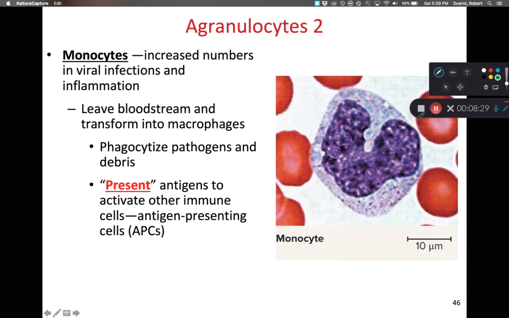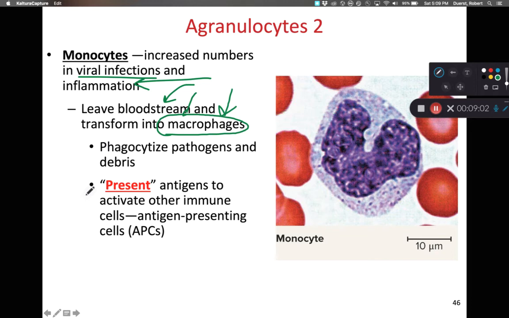Our other agranulocyte is the monocyte. Mono for one, it has one nucleus in it, and monocytes generally are going to increase in numbers when we have viral infections and/or inflammation. Monocytes are known for leaving the bloodstream and then transforming into the big eater, the macrophage. Macro for big, phage for eat. And these macrophages will phagocytize pathogens or cellular debris that needs to be removed. They help to clean up the neighborhood.